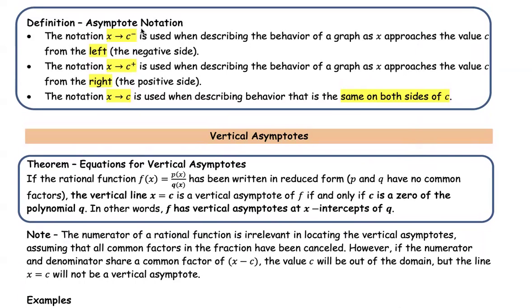Next part, asymptotic notation. The notation x approaches c negative is used when describing the behavior of the graph as x approaches the value c from the left, or the negative side. The notation x approaches c positive is used when describing the behavior of the graph as x approaches the value c from the right, which is from the positive side. The notation x approaches c without the superscript plus or minus sign is used when describing behavior that is the same on both sides of the value c.